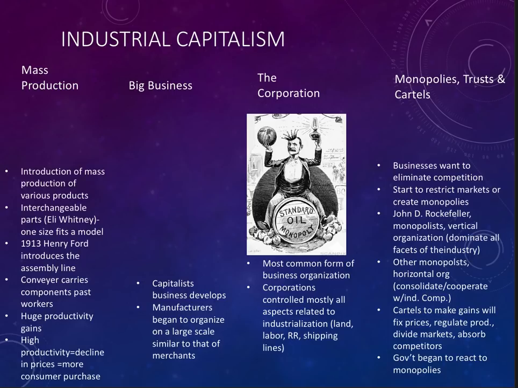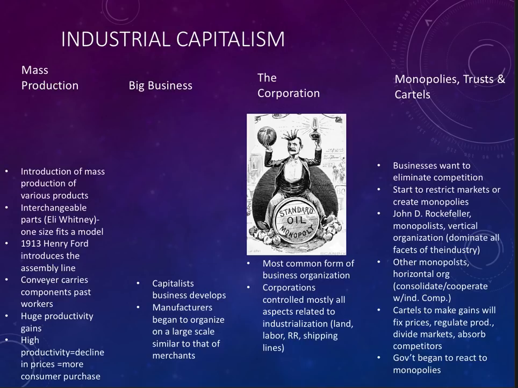You're going to then see the monopolies, trusts, and cartels. So monopolies are where you are pretty much controlling all areas of one field. Again, a good example would be you're the only oil company in a certain area, or you're the only electric company in a certain area. That's a monopoly. That's not legal today. That's actually illegal because it doesn't create competition in the market. So businesses wanted to eliminate competition, and that's why you had the monopoly, which is, like I said, not legal anymore. You're going to start to restrict markets and create these monopolies. John D. Rockefeller was an example of a monopoly.